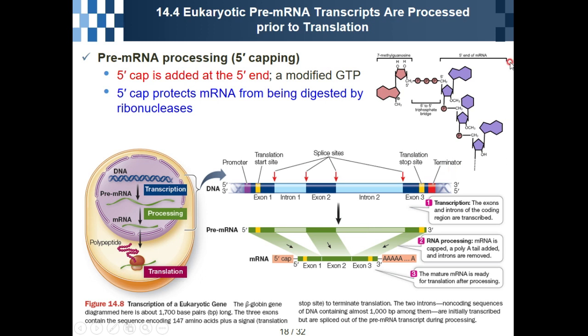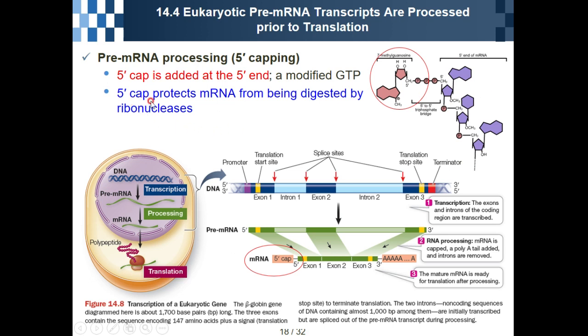So what is the 5' cap? You can see here, this is the mRNA. At the 5' end of the mRNA, they always add 7-methylguanosine. The methyl, CH3, is located here, and this is the guanosine. So they add 7-methylguanosine in front of the mRNA.